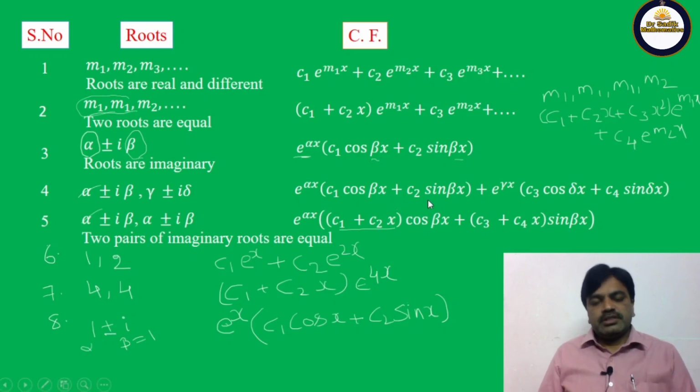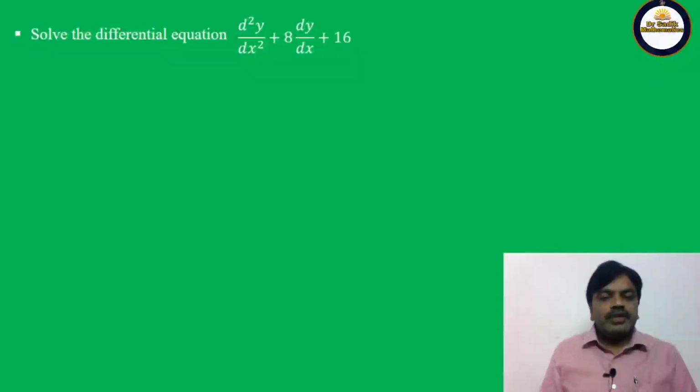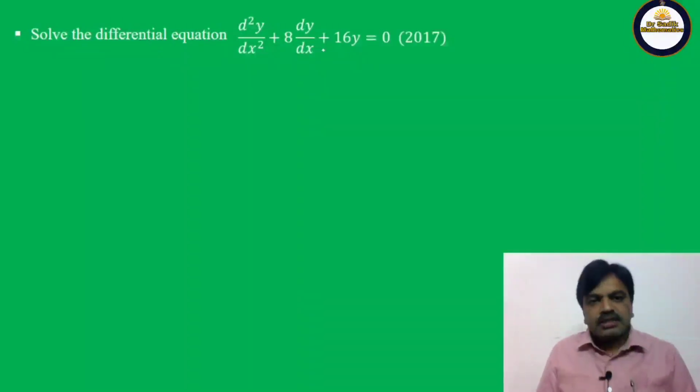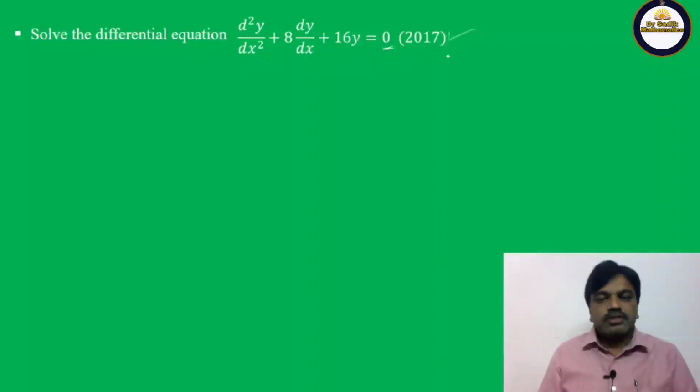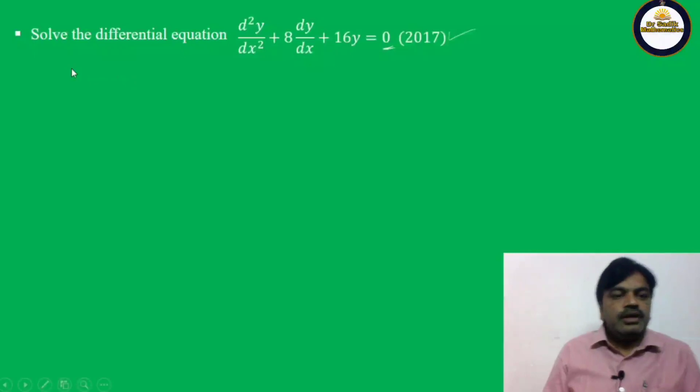These are the complementary functions for distinct imaginary roots and repeated imaginary roots, friends. Let us see one example to find the complementary function. Solve the differential equation d square y by dx square plus 8 dy by dx plus 16y equal to 0. See, friends, the right hand side value is equal to 0. This question is very important because it is a previous year question. Let us see the solution.